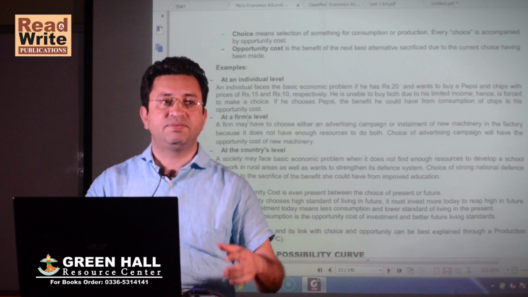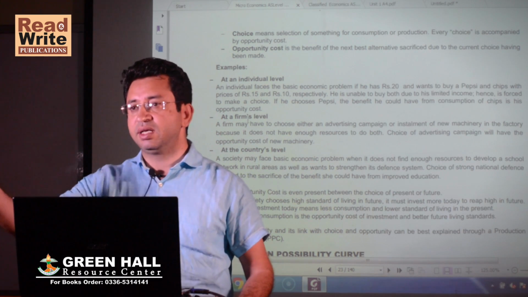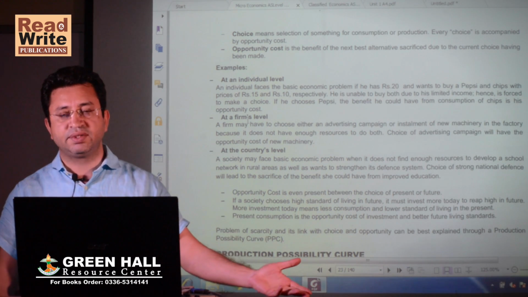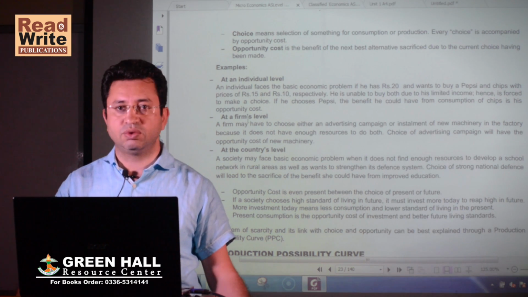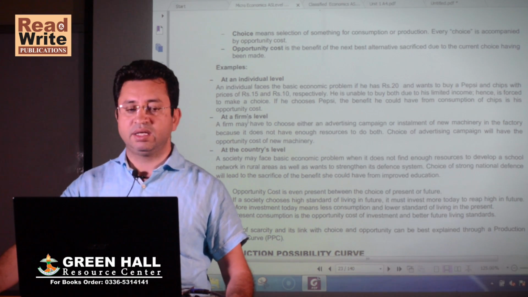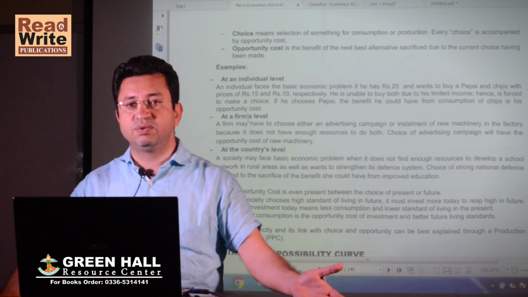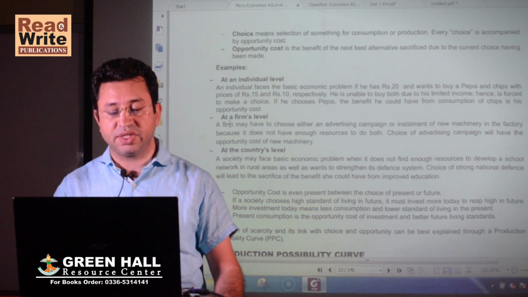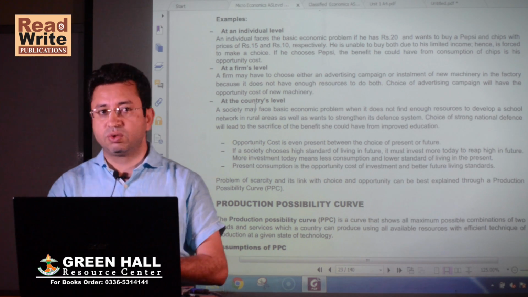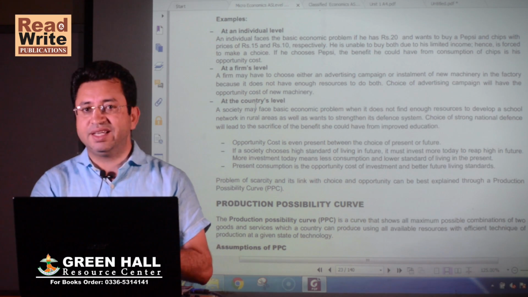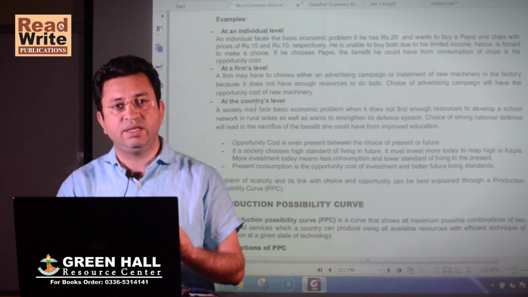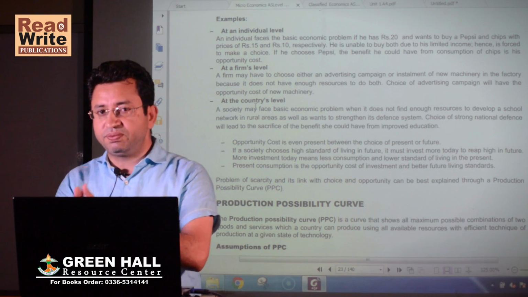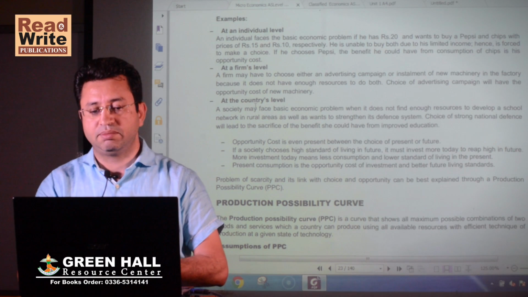For a firm, for example, a firm can open a new branch or a firm can launch a new advertisement campaign. If they spend the budget on the advertisement campaign, they have nothing left to open the new branch. So the advertisement campaign will have an opportunity cost of the new branch, and if you go for the new branch, then the advertisement campaign would be your opportunity cost. For a country, for example, a country needs to build roads and hospitals, both of them, but their budget is limited to one only. If they go for building hospitals, they won't have the benefit of roads, and if they go for the roads, they won't have the benefit of hospitals.